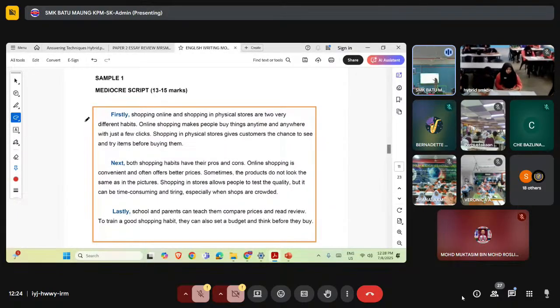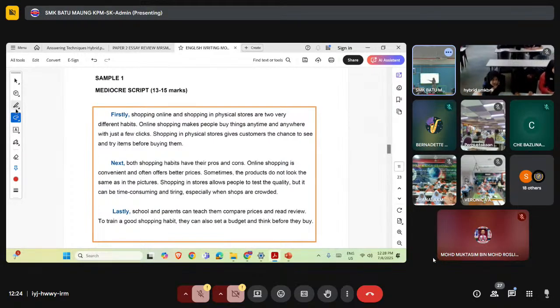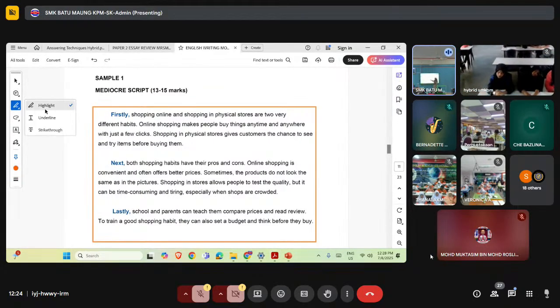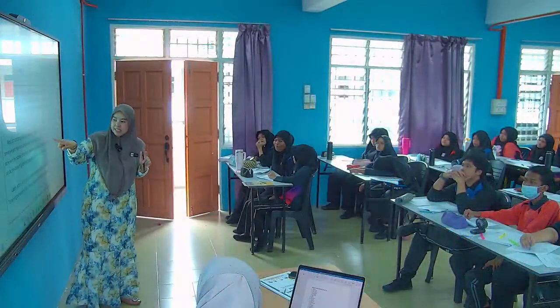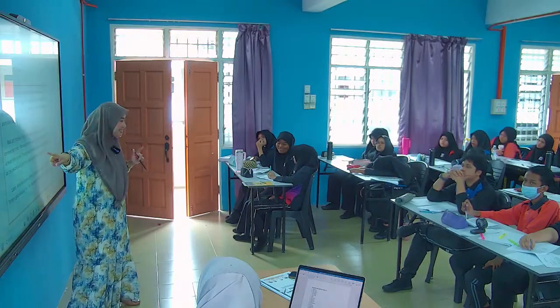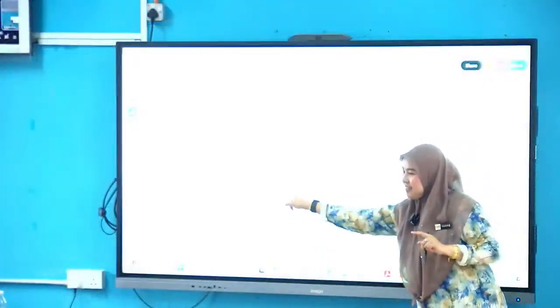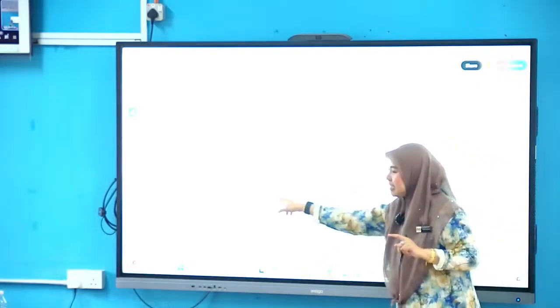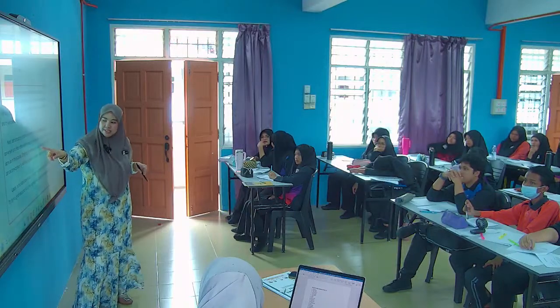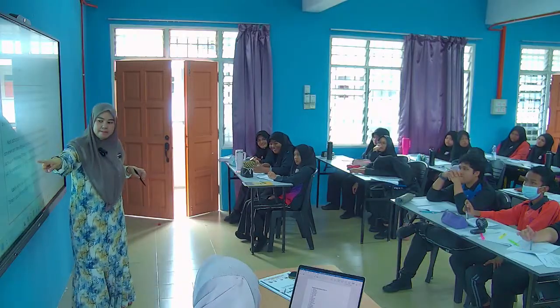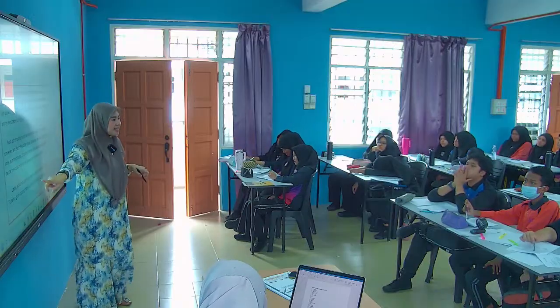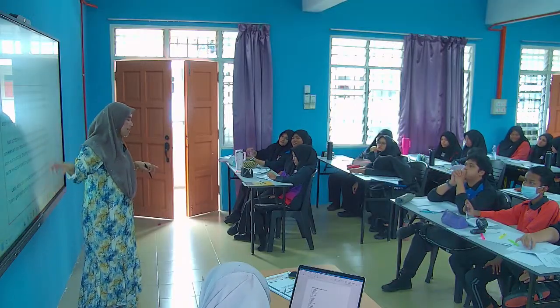The first one, online shopping, convenient, often offers better prices. But sometimes, this is the disadvantage: the products do not look the same. But here there are no cohesive devices to link the second point. Shopping in stores, you can test the quality, but it can be time consuming and tiring, especially when the shops are crowded. And then the conclusion. 3 paragraphs.